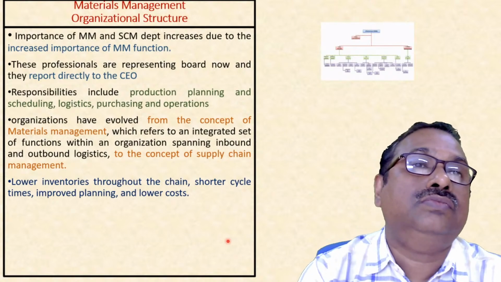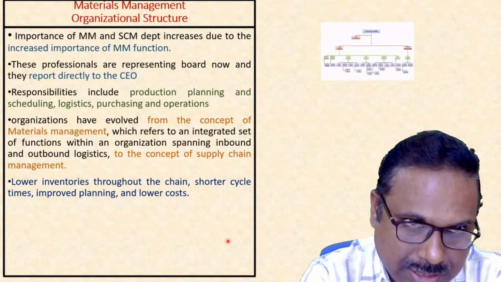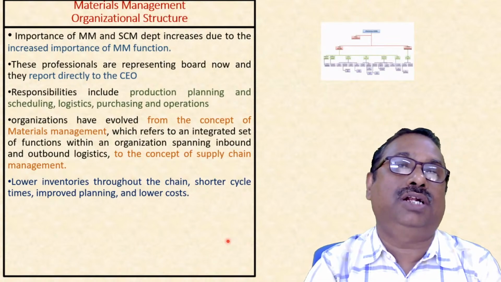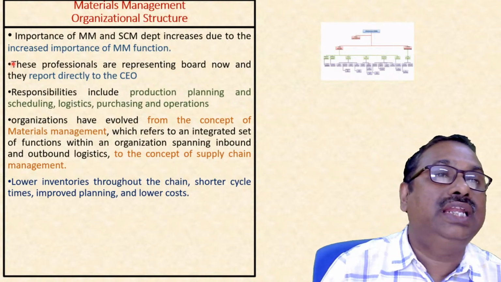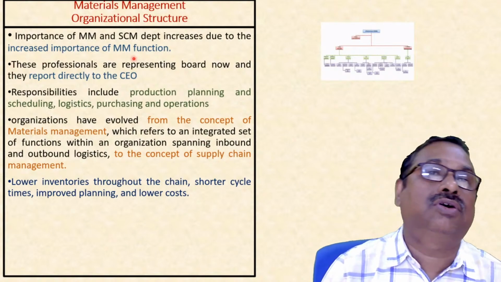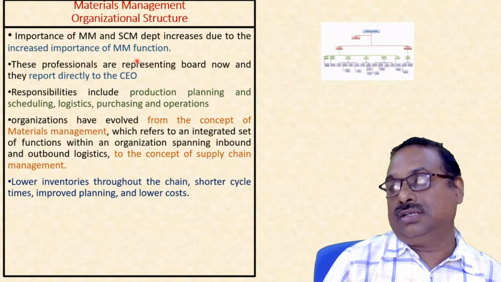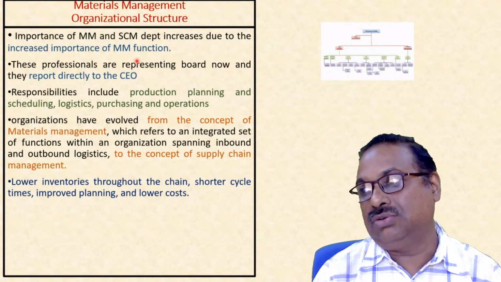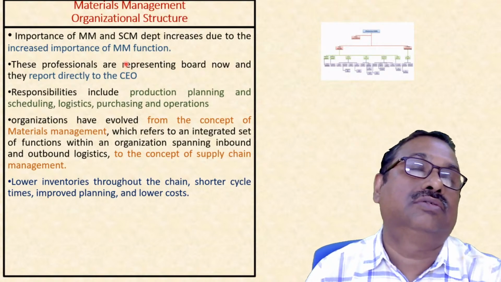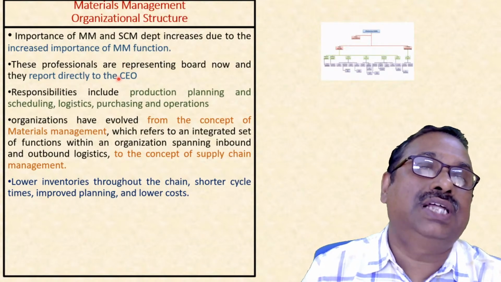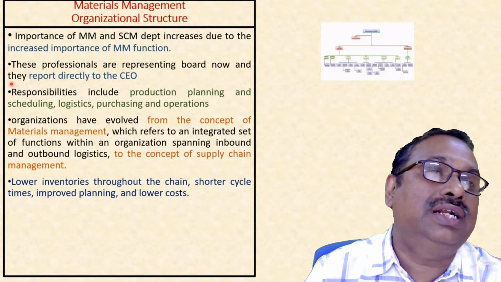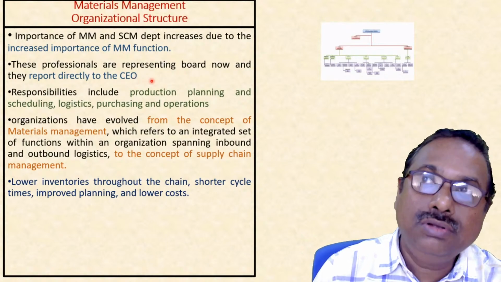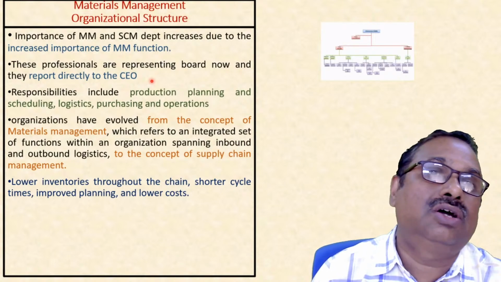Next is organizational structure of materials management. So the importance of the materials management and supply chain management department increases due to the increased importance of the material management function. Because in material management, we are focusing on around 80% of the value. So these professionals are now represented on the board and they report directly to the CEO. That means you see the importance of the materials manager or supply chain manager.